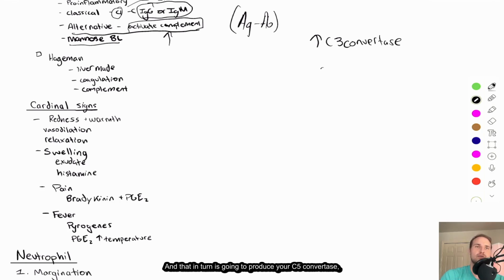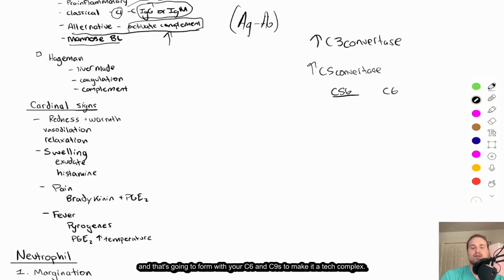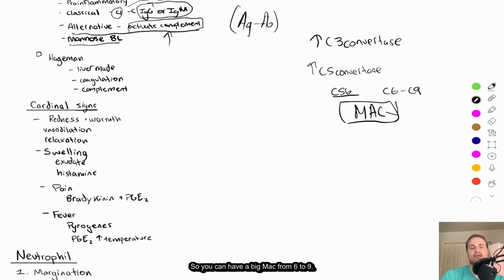That in turn is going to produce your C5 convertase, and that's going to cause you to have C5b complexes, and that's going to form with your C6 through C9 to make the membrane attack complex. So you can have a Big Mac from 6 to 9.